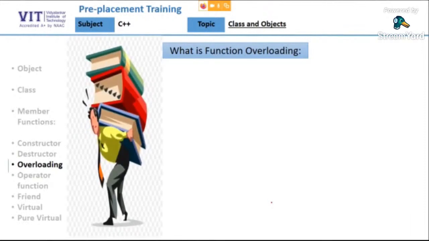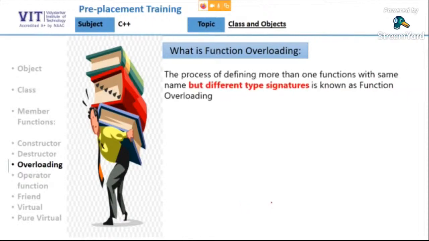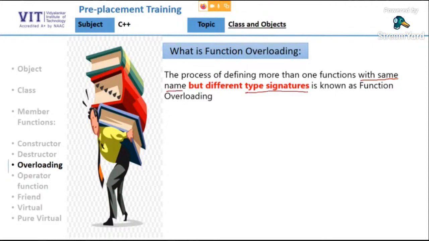So as you can see, this is function overloading, right? Function overloading is the process of defining more than one function with the same name. All functions should have the same name, but different type signatures. This is important. They should have different type signatures. So this is known as function overloading. The functions should have the same name, but they should have different type signatures.